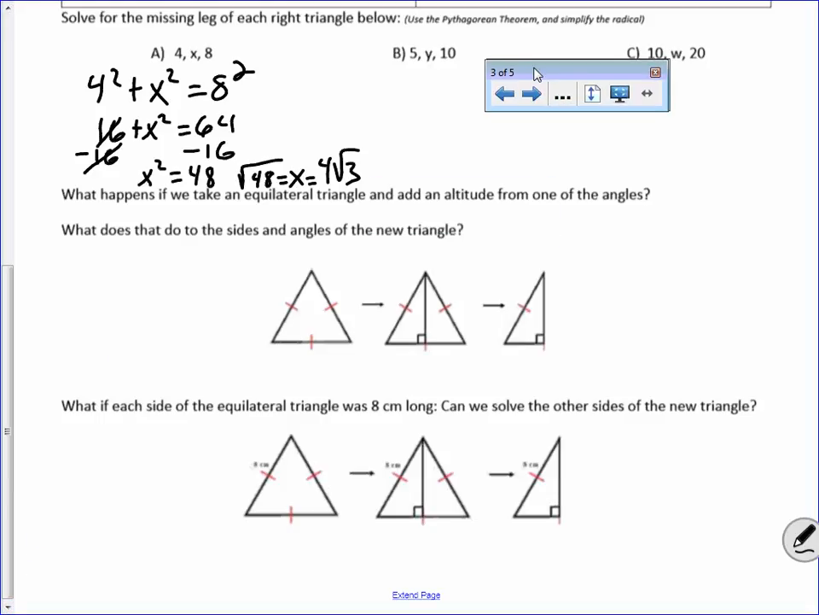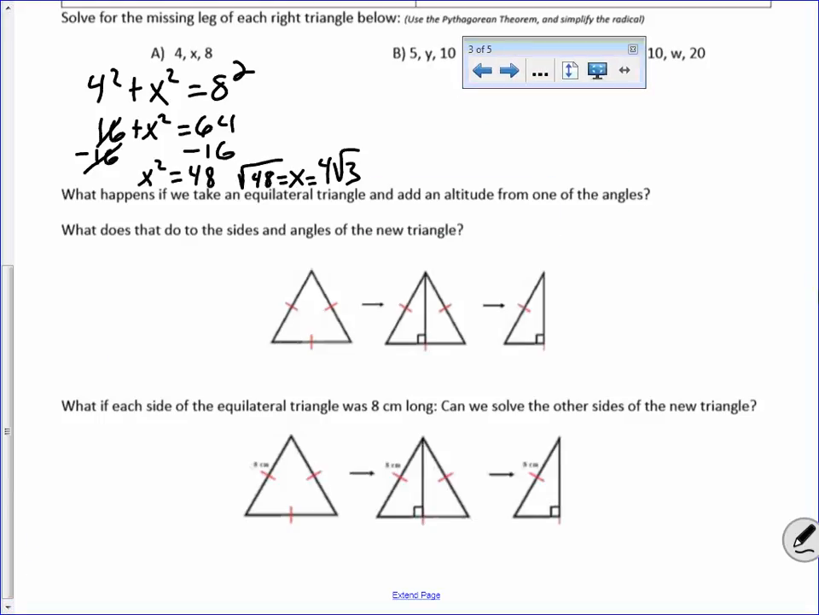Move this up here. So now it's asking if we have an equilateral triangle and we add an altitude, cut it in half, what happens? Okay. So as you can see in the diagram, what's going to happen is that we have one right angle, first thing that's easy to see.